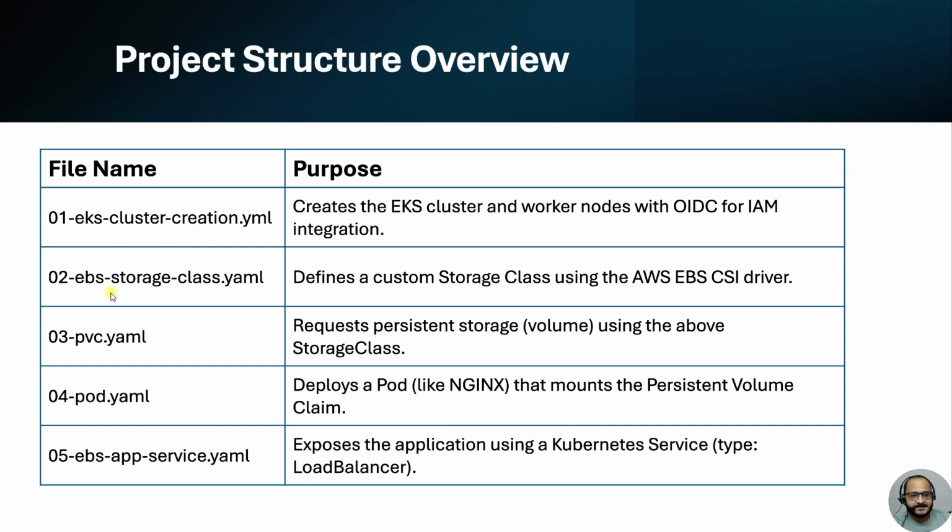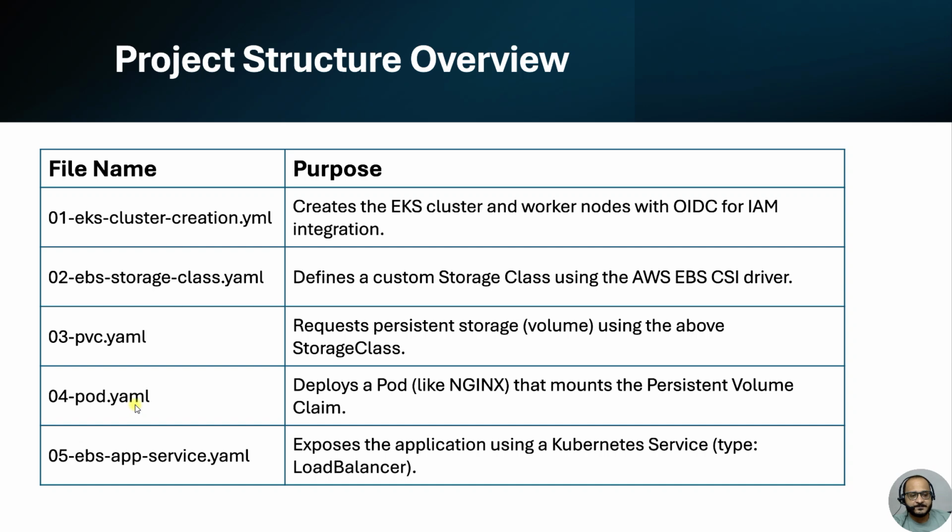The second file is the ebs-storage-class.yaml file. From this file we are going to create our custom storage using the AWS EBS CSI driver. The third file we have is the persistent volume claim pvc.yaml file, with the help of which we are going to create the persistent volume claim.